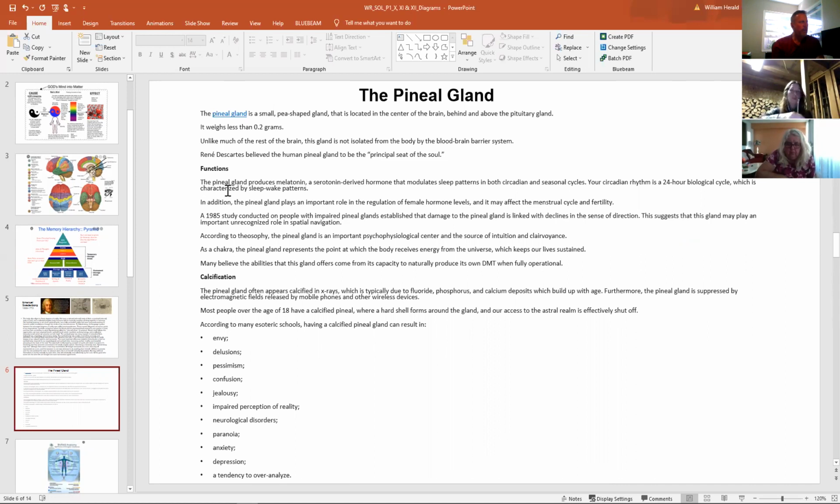The pineal gland produces melatonin. If you read Steiner and you talk to indigenous people, we know that melatonin is a serotonin-derived hormone that modulates sleep patterns. When did indigenous people and mystics actually talk to the spirit realm? When they were asleep. Wow. Right? And this is the gland that actually controls that. And we know that when this is not functioning properly, we don't sleep well and we don't dream.